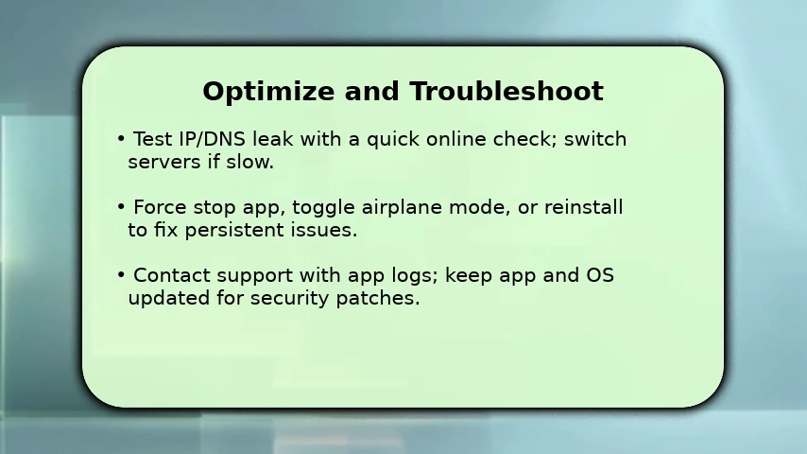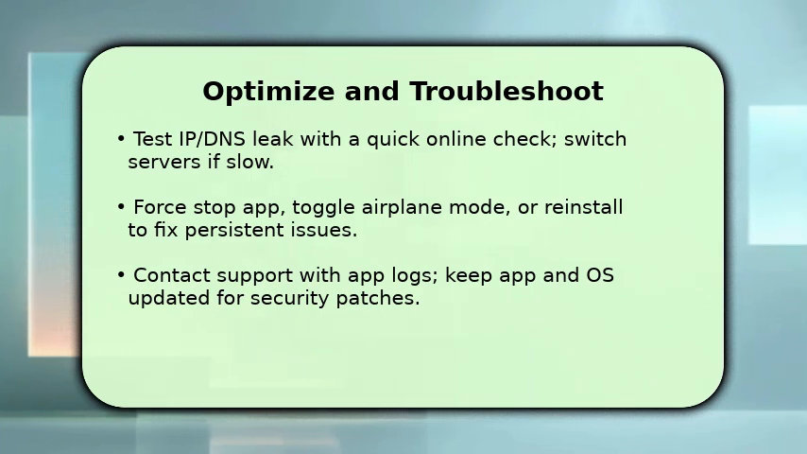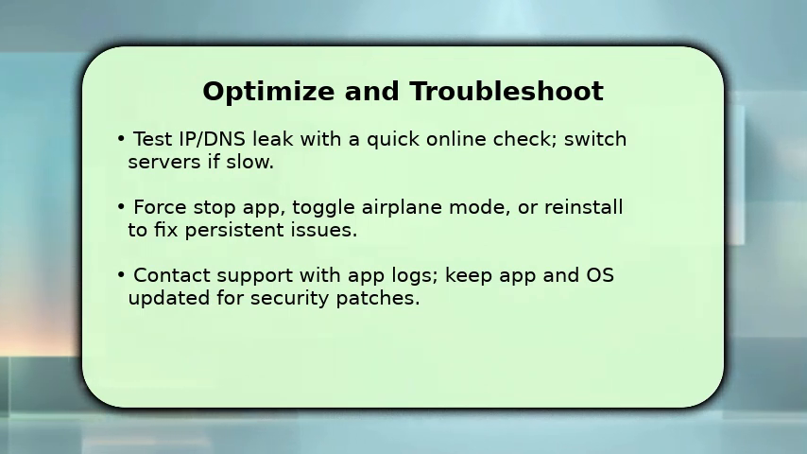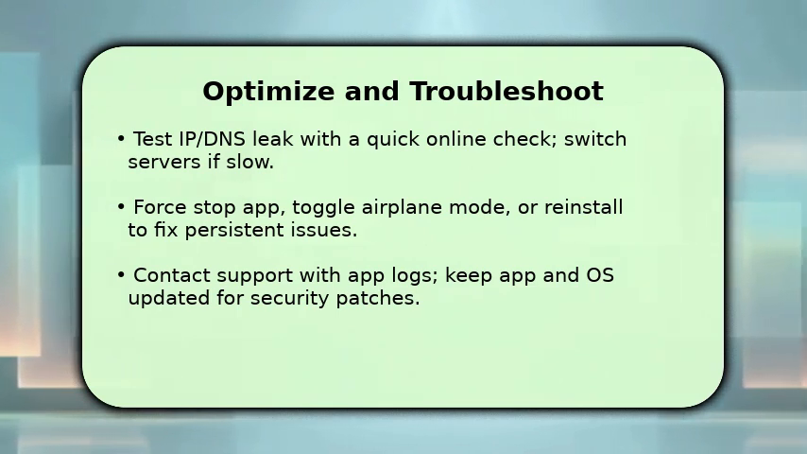If the app won't connect, force stop it, toggle airplane mode, then reopen. A reinstall often clears corrupted data. And if problems persist, export or copy the app logs and contact support. Make sure your OS and VPN Turbo are updated so known bugs and security issues are patched.